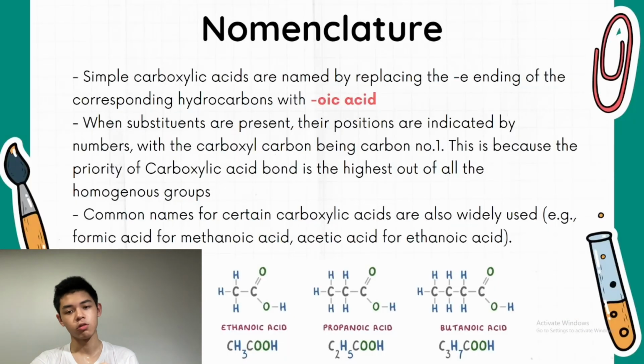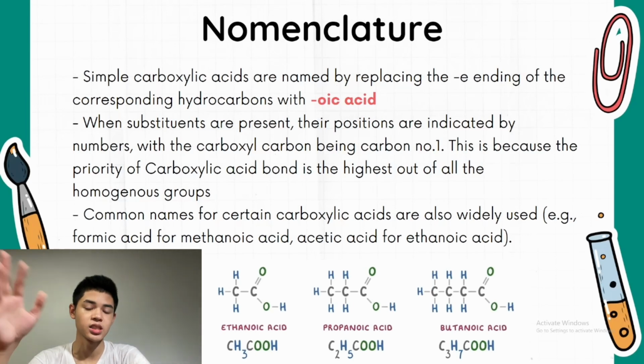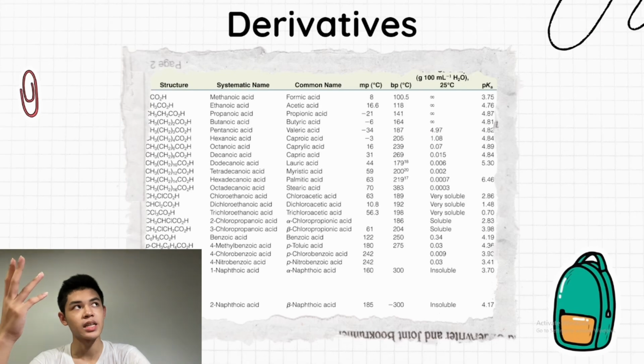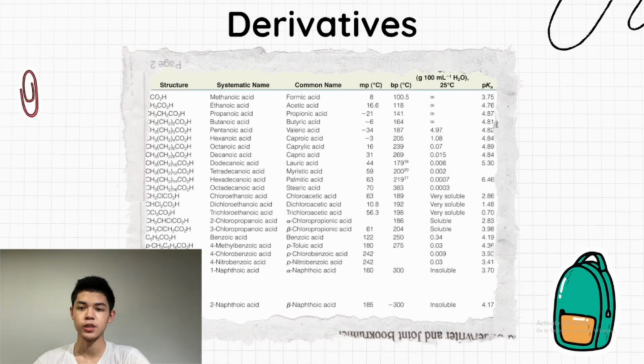Next, nomenclature, or naming schemes. I don't know how to pronounce that. Carboxylic acids end with oic, such as methane being methanoic and ethane being ethanoic. This functional group has the highest priority over other functional groups and overrides them, basically, if it would end in oic. Anyway, finally, there are also some common names for specific carboxylic acids, such as formic acid for methanoic acid and acetic acid for ethanoic acid, for example.